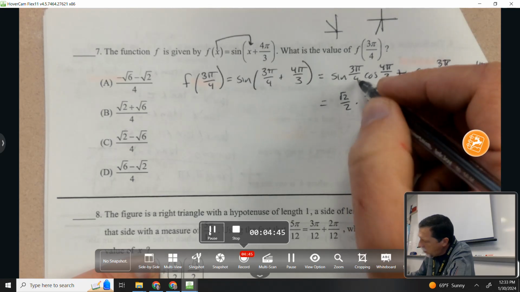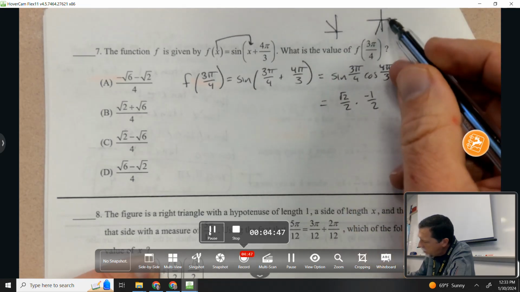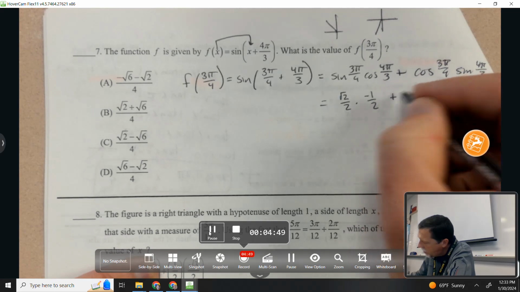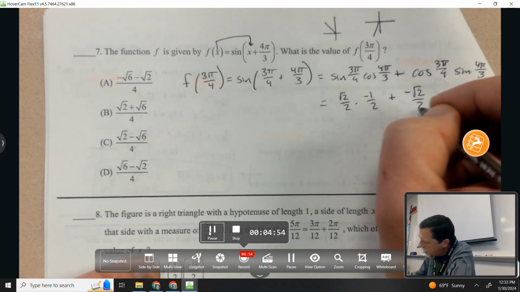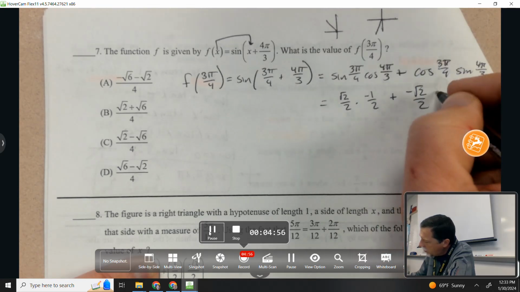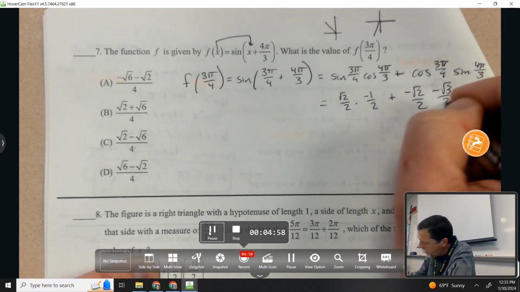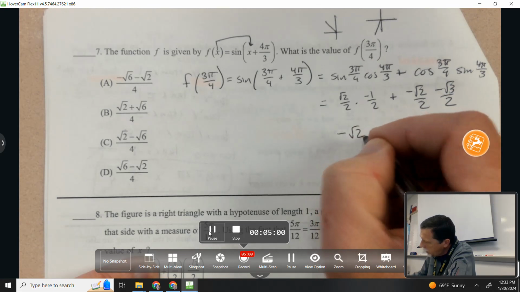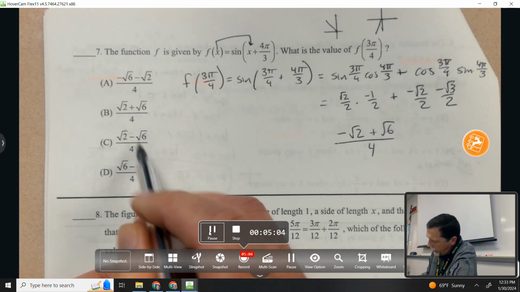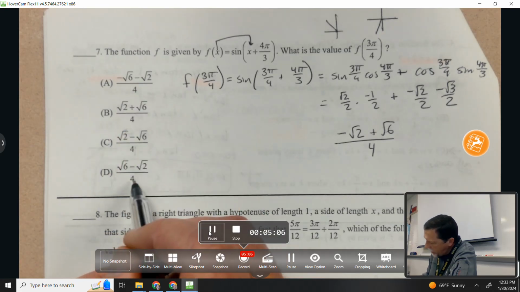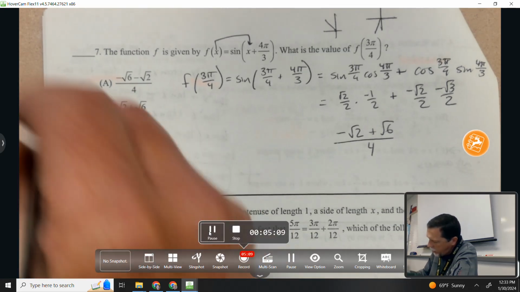Sine of 3 pi over 4 is root 2 over 2. Cosine of 4 pi over 3 is negative 1/2. Cosine of 3 pi over 4 is negative root 2 over 2. Sine of 4 pi over 3 is negative root 3 over 2. So negative root 2 plus root 6 all over 4. And that's not exactly written like that, but that would be the same thing as answer choice D.